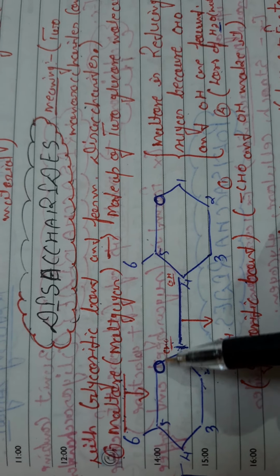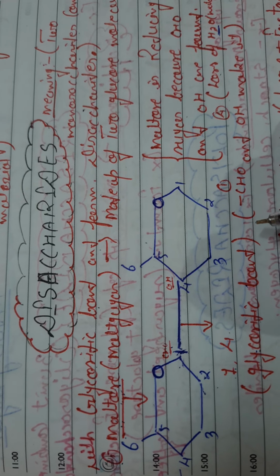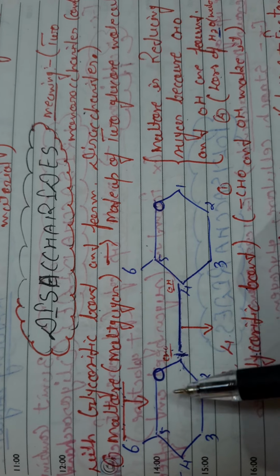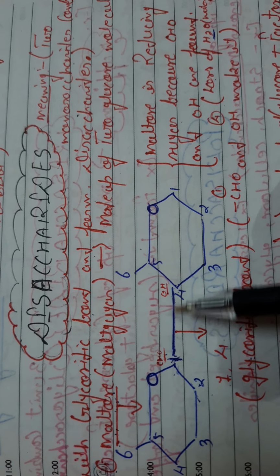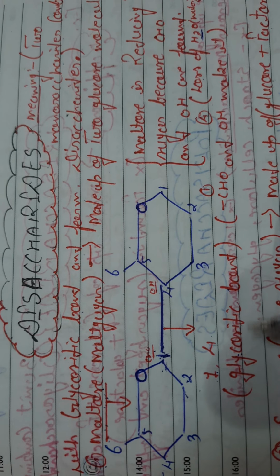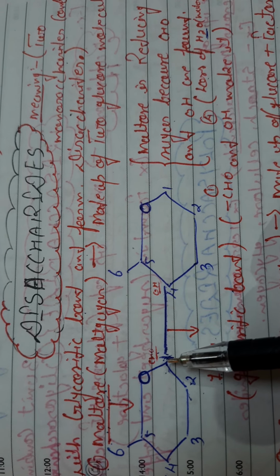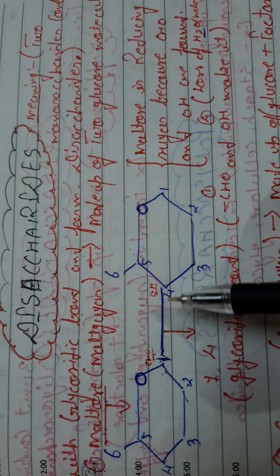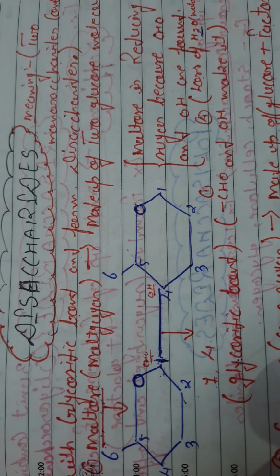This is the ring form structure of one glucose, and this is the other one. Clear? These two glucose molecules combine together with the help of a bond known as a glycosidic bond. This glycosidic bond takes place between the first carbon of the first glucose molecule and the fourth carbon of the second glucose molecule.